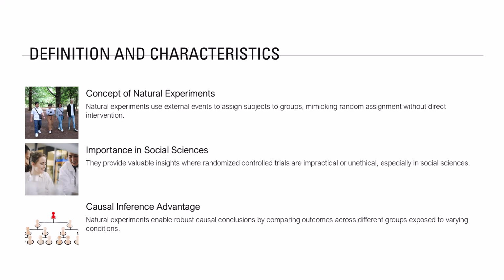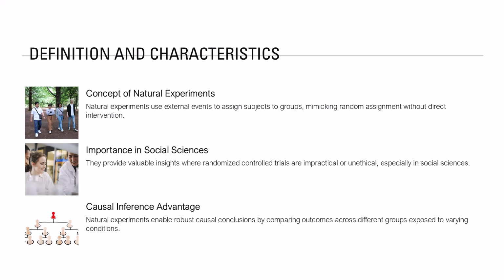This technique allows for the study of causal relationships without direct intervention. For example, a sudden policy change in one region, but not another, can serve as a natural experiment to evaluate its impact. Natural experiments are commonly used in fields such as epidemiology, economics, psychology, and political science. They help researchers draw causal inferences by comparing outcomes across different groups exposed to varying conditions.